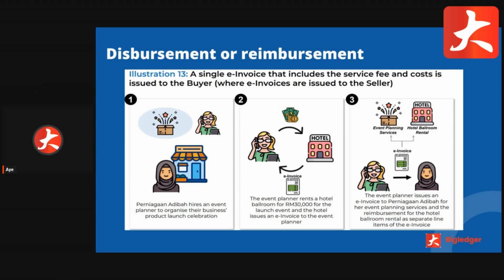The reimbursement for the hotel ballroom rental is there because the hotel ballroom rental was provided to the event planner, not Adiba. So the event planner needs to get the amount from Adiba, so they need to include this amount in their e-invoice for the submission.